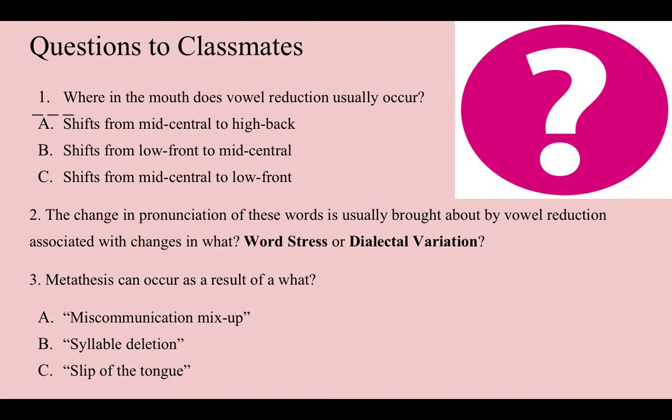So for the second question, it's a two-choice answer. Number 2, the change in pronunciation of these words is usually brought about by vowel reduction associated with changes in what? Choice 1, word stress, or choice 2, dialectal variation. And then the third multiple choice question, metathesis can occur as a result of a what? A, miscommunication mix-up, choice B, syllable deletion, or choice C, slip of the tongue.